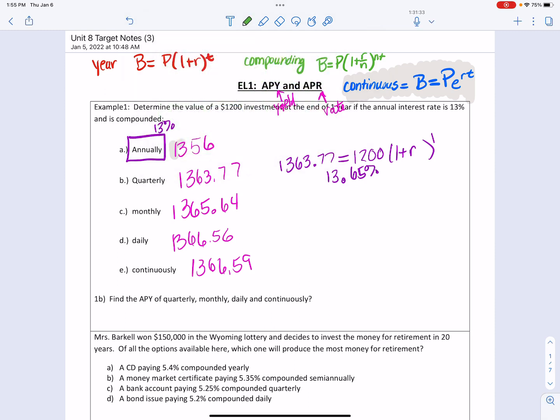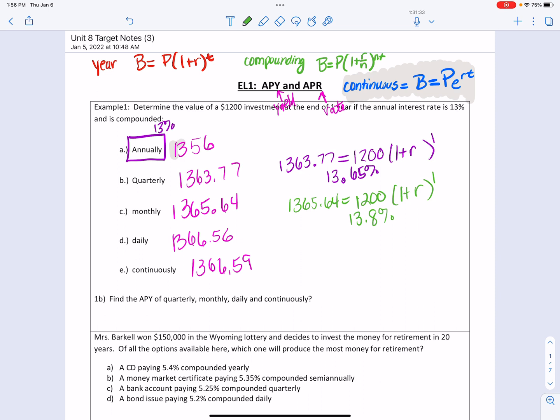Okay, so now to do monthly, I would do 1365.64 equals 1,200 times (1 plus r) to the 1. So you're going to take the amount you got, divide by the initial value, and then subtract 1. And I get 13.8%.